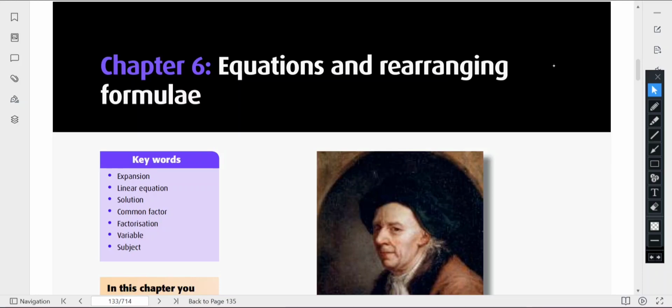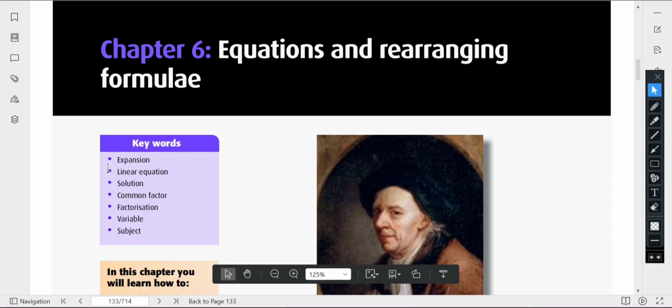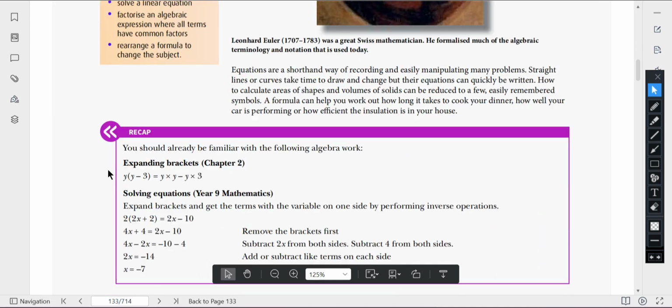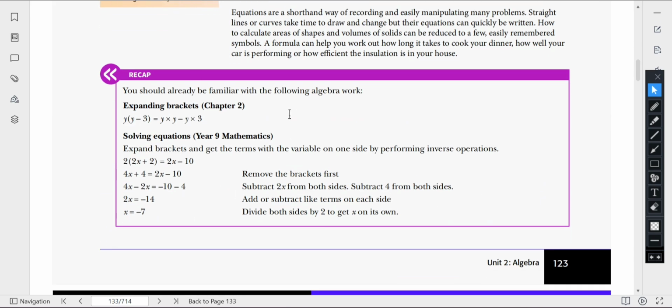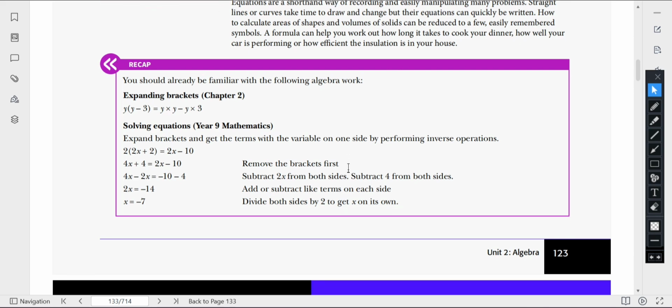Assalamu alaikum. We are going to start with chapter 6, equations and rearranging formula. We are going to start with activity exercise 6.1 in this chapter, but let's see what we have to know and understand before solving the exercise.